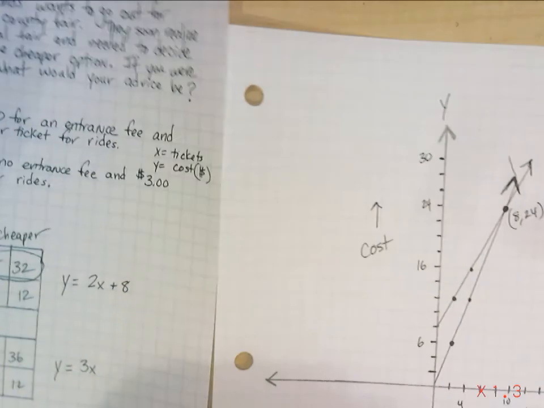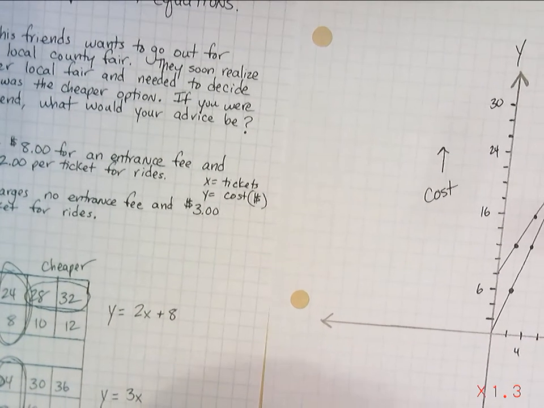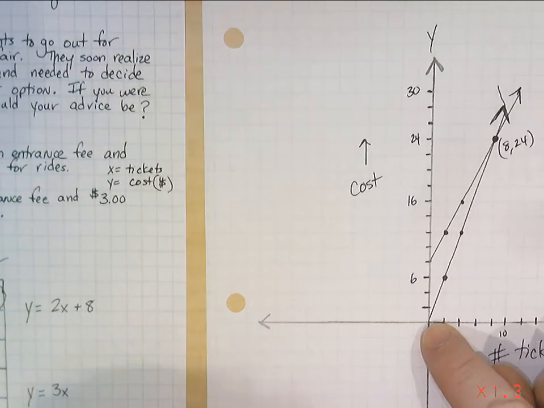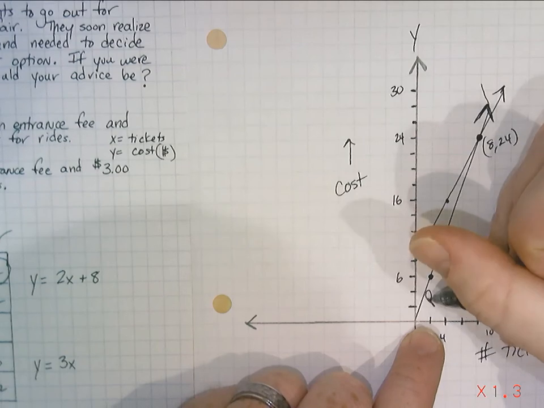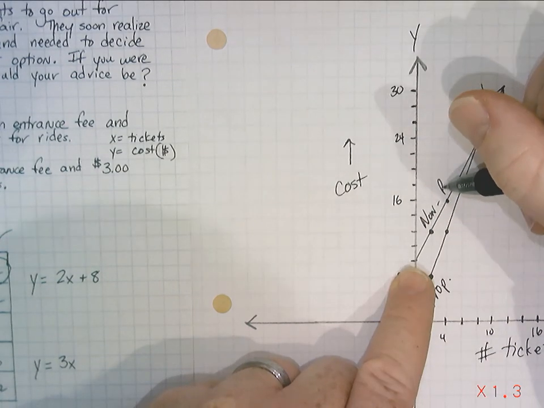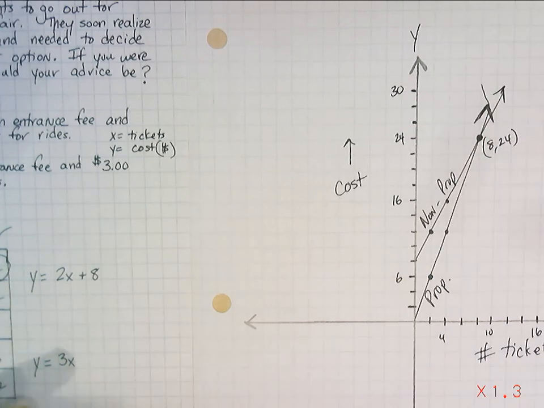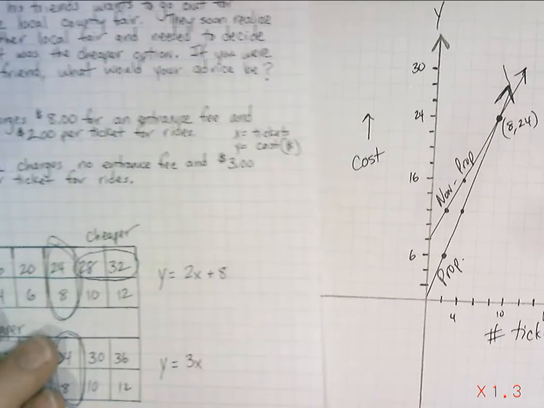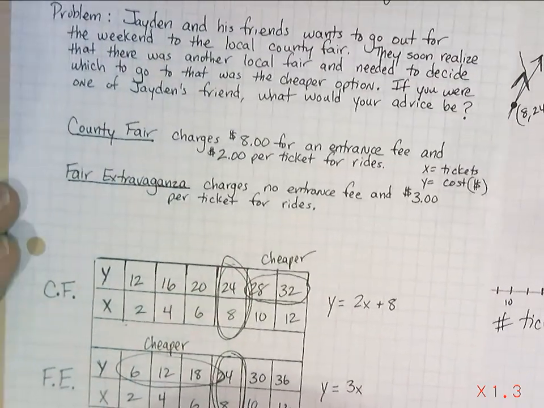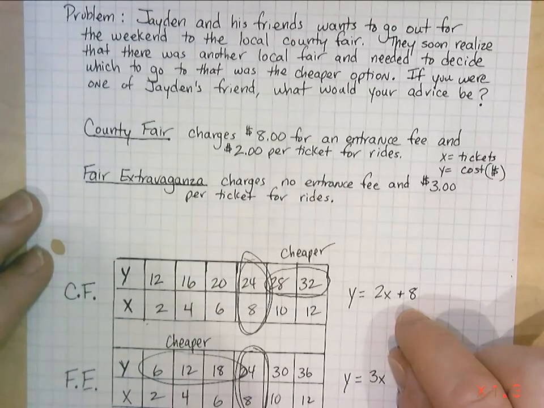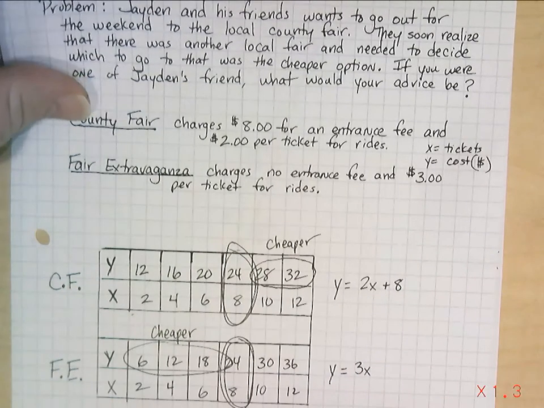So if you notice the difference, fair extravaganza starts where? At 0, 0. That's going to be your proportional relationship. This is your non-proportional relationship. So non-proportional basically just means it does not start at the origin, does not start at 0. Proportional means it starts at 0. Because it's possible you might want to go to fair extravaganza and not ride any rides. That's why it's going to be $0. You're just there for something else.